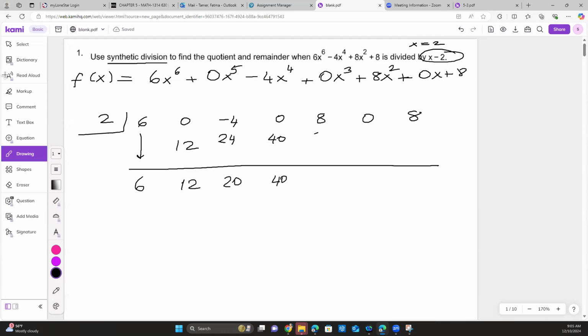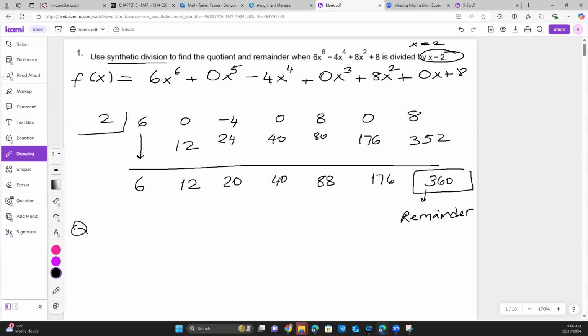40 times 2 is 80. Add them up, 88. 88 times 2 is, I believe, 176. Add them up, 176. One last time, 176 times 2 is, this is getting really big, but it's okay, 352. Now when I add 8 and 352, that's 360. For synthetic division, the last number at the end is always your remainder. Whatever you get at the end is always your remainder.